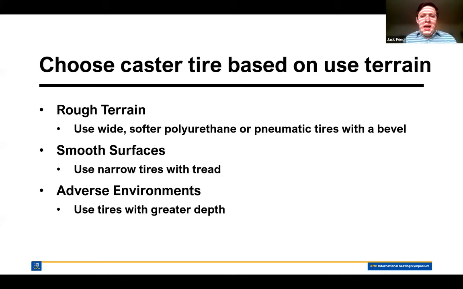For rough terrain, use wide, softer polyurethane and pneumatic tires with a bevel. For smooth surfaces, you want to use more narrow tires with tread. And if you have more adverse environments, with humidity and whatnot, using tires with greater depth helps a lot with sustaining those throughout that environment.